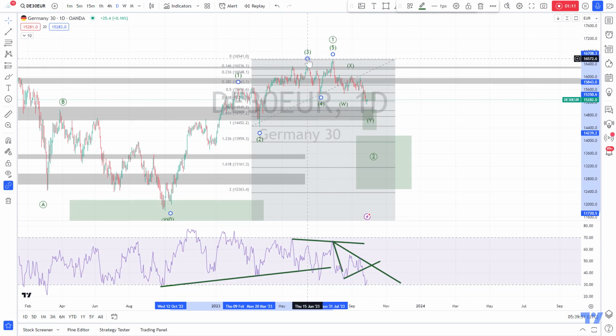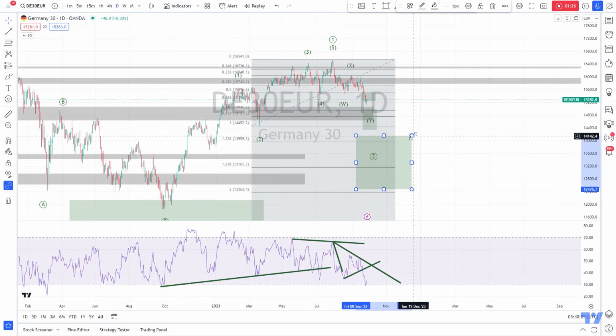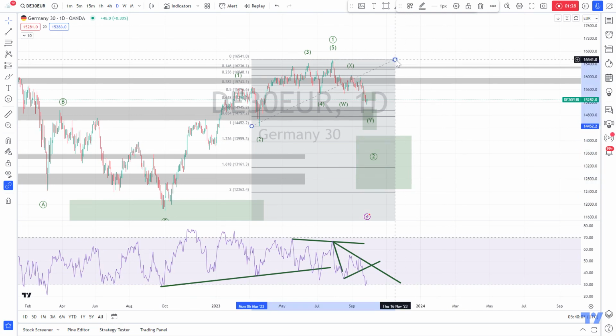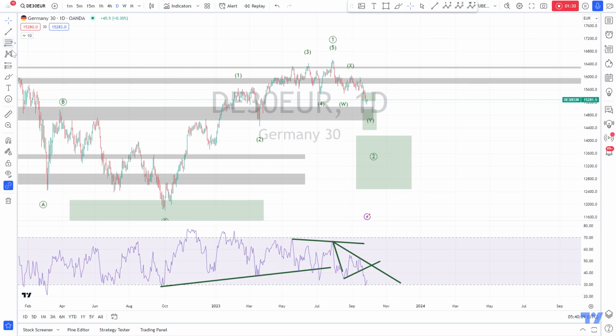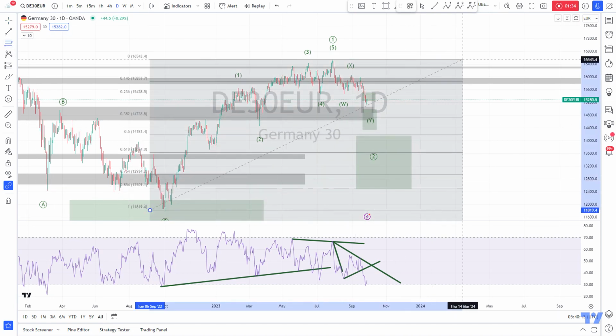Therefore I would say I stick with my primary scenario, which is that the wave one high was in here. And ideally we go to this area. This is the wave two area. So if we take the length of our wave one, then we should go to the area between the 0.5 and the 0.854 FIB retracement.